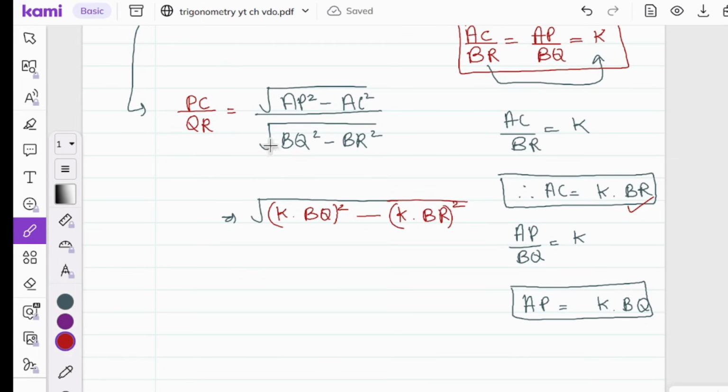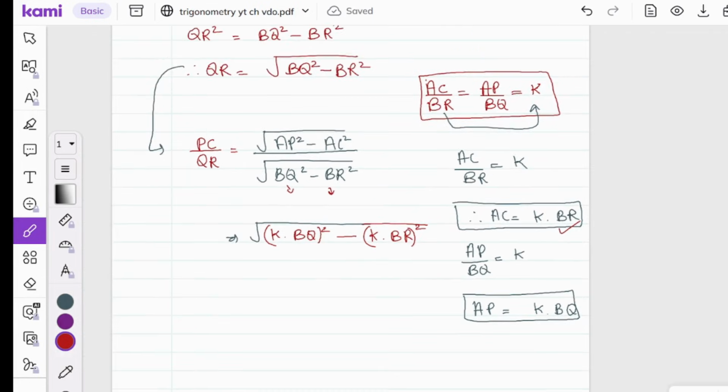Similarly, now we need to find the value of BQ as well as BR. From the same equation we can find that also, right? AC by BR equal to AP by BQ, which is equal to K. Now, look here, BQ is there, BR is there. Our equation in the numerator also contains BQ and BR. So there is no need to change the values in the denominator part. Let me substitute that value directly over there.